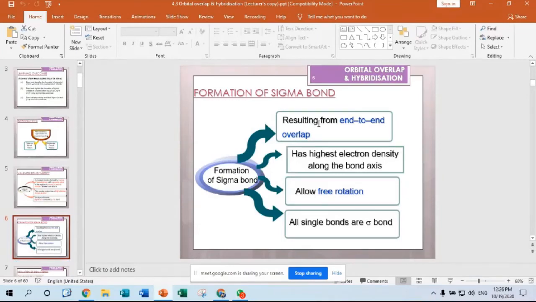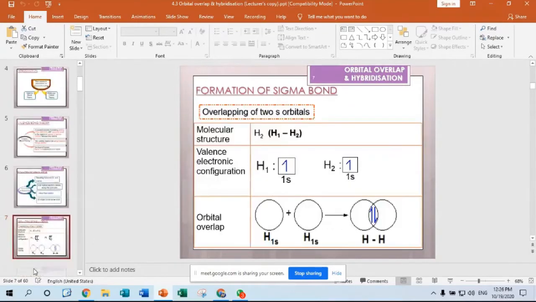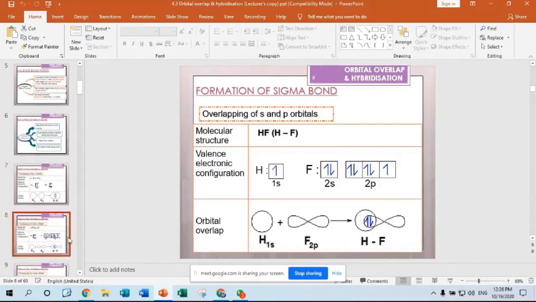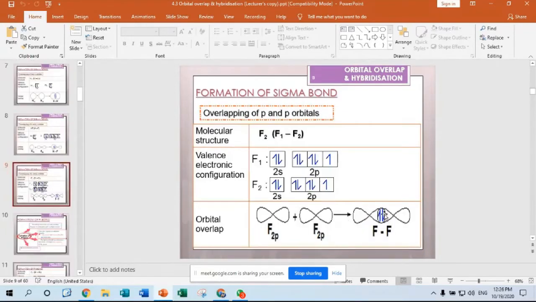Formation of sigma is end-to-end overlap, high electron density along the axis, free rotation, single bond are sigma bond. All the single bond is sigma bond. So there are three types of sigma bond can form. Between s and s orbital overlap because hydrogen one, hydrogen one, they share so opposite spin. This is the region. Okay, overlap of two s orbital. Second one is s with p orbital. Third one is p with p orbital.